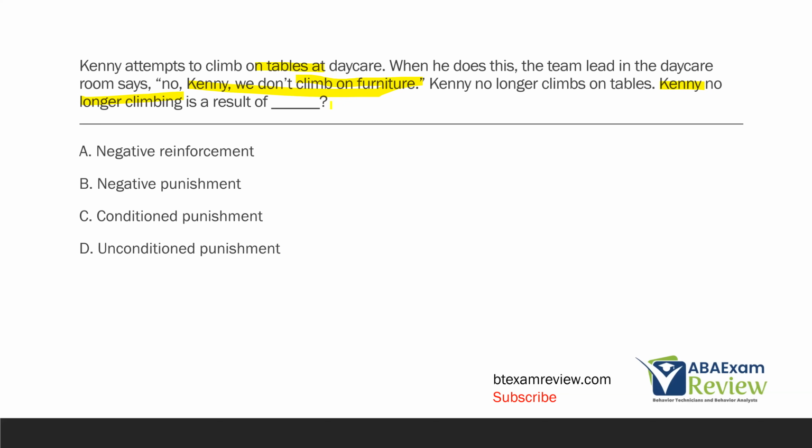And why is that? Well, because this verbal statement, which decreases behavior, isn't unconditioned. At some point, this statement had to be paired with other punishing stimuli to establish punishing properties. So this is a result of a conditioned punisher. Remember, unconditioned punishers are things like hunger and pain, things that don't need to be paired, right? They're already just punishing from the very beginning, from the day you're born. Somebody telling you don't climb on furniture, that has to be conditioned over time. So Kenny no longer climbing is a result of conditioned punishment.